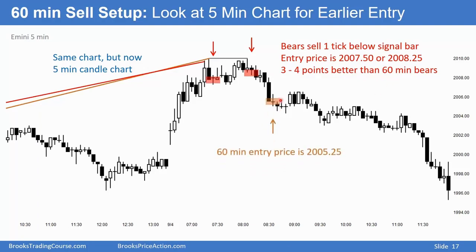For example, if you enter on the 60-minute chart, your entry would have been here. If you see the lines on the 60-minute chart, you can turn to a 5-minute chart and look for a reversal on the 5-minute chart and often get in at a better price and with less risk.